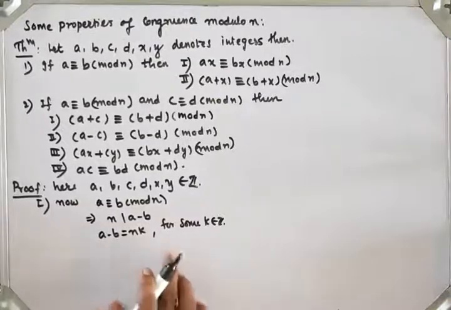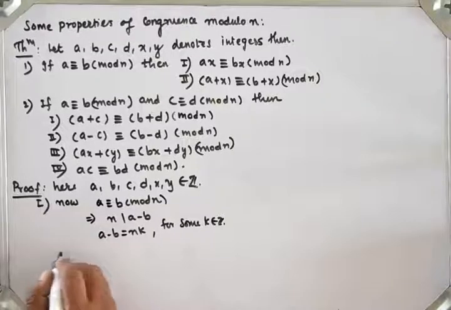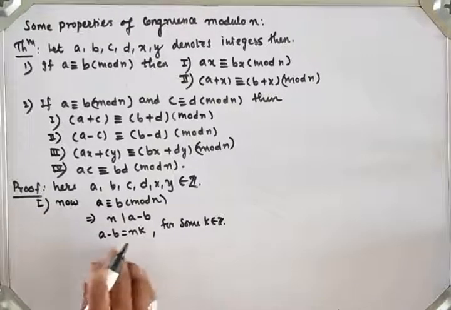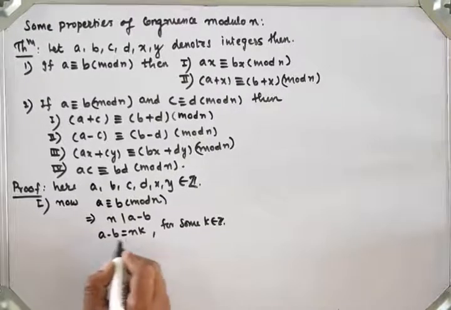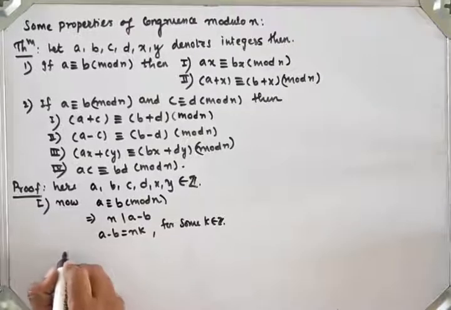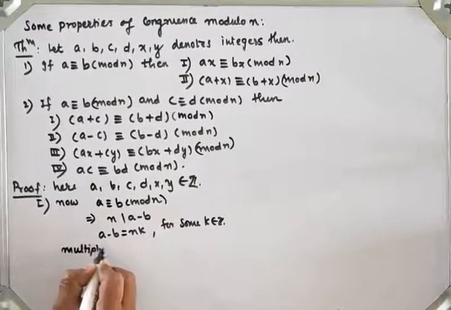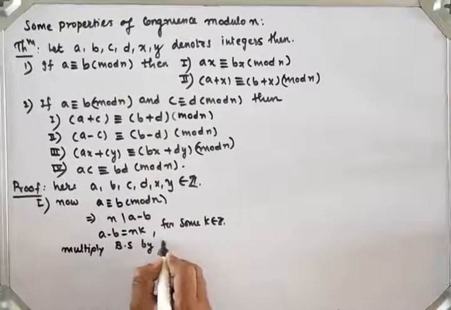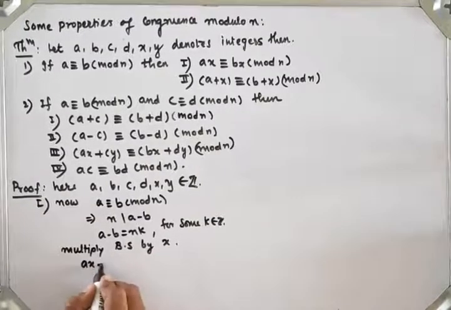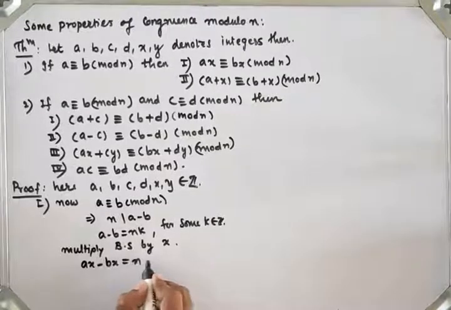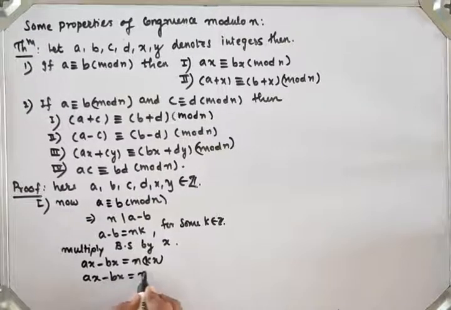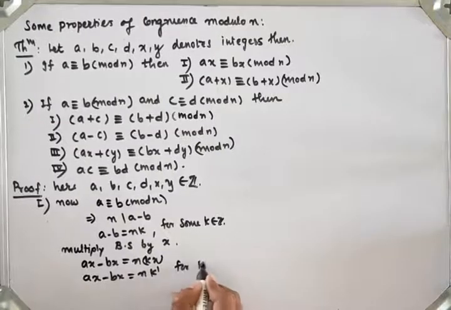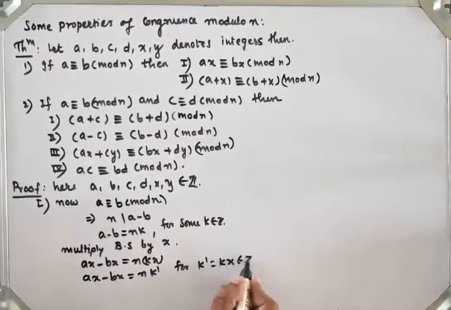Using this equation, I will multiply both sides by x. Then what will we get? Ax minus Bx is equal to n times kx. So I will write Ax minus Bx is equal to n times k dash, where k dash is equal to kx, which belongs to the set of integers.